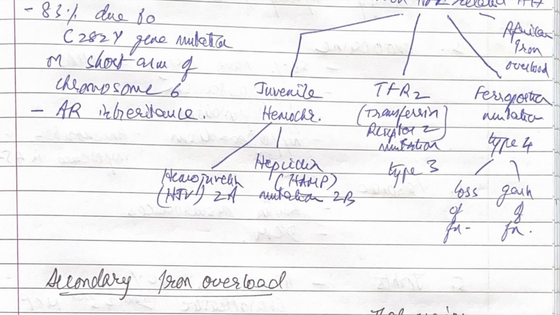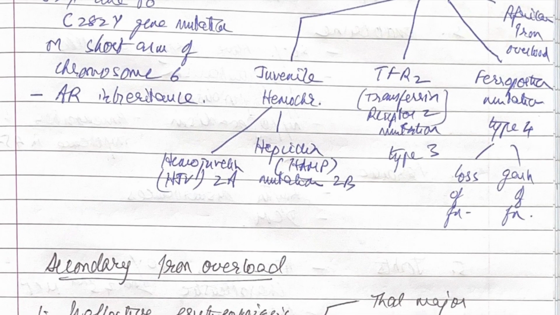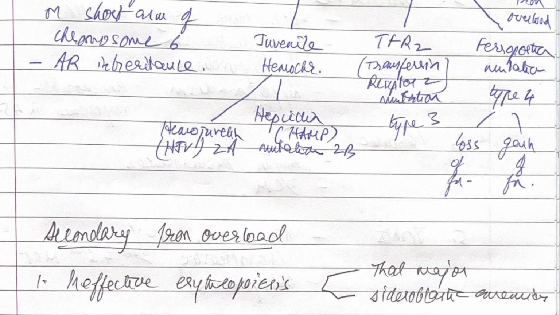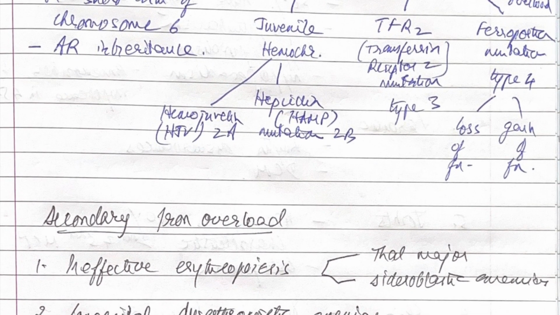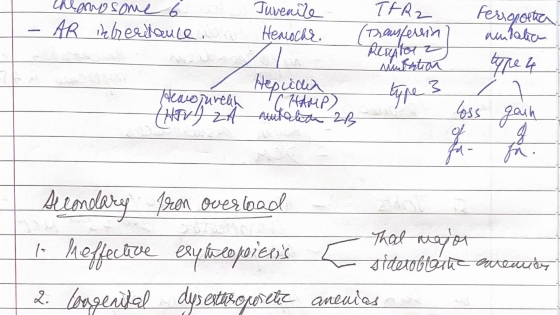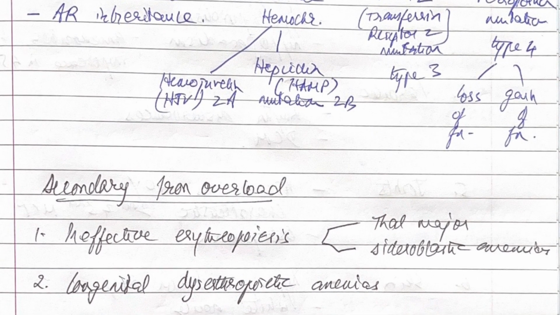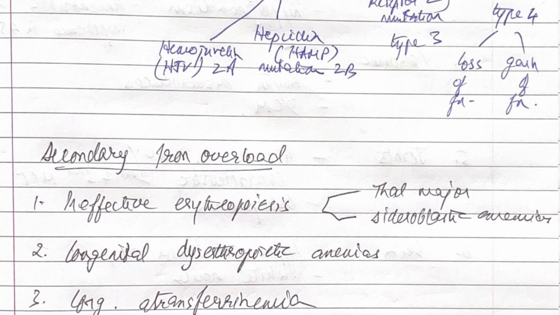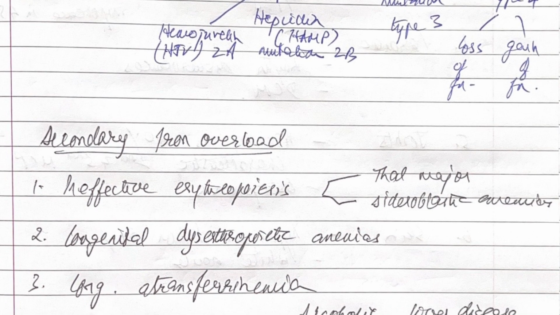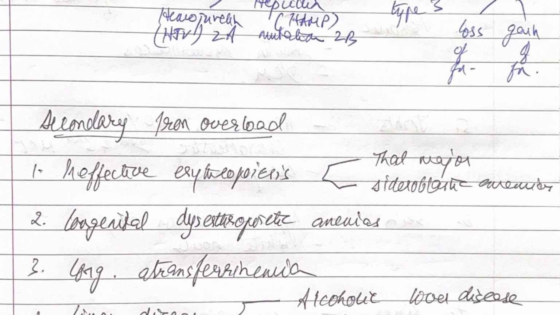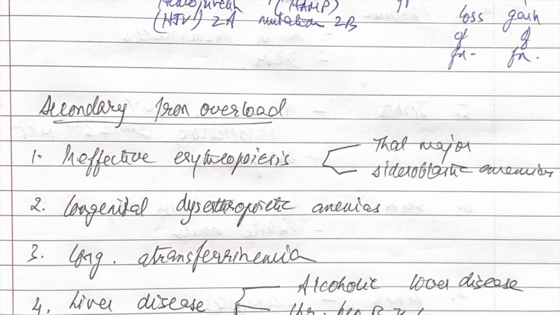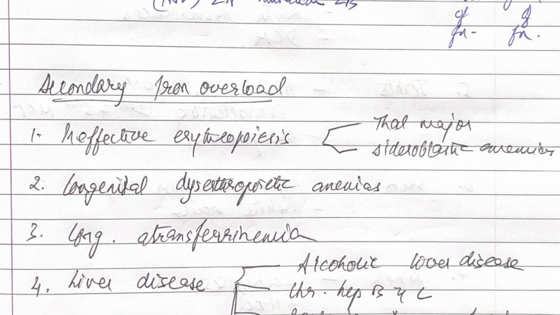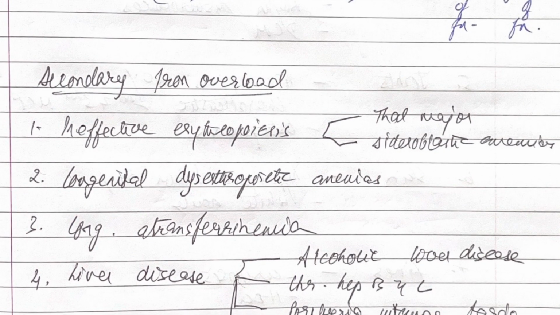The non-HFE related hemochromatosis is essentially of four different types. One is juvenile hemochromatosis, which is type 2A and 2B. 2A is hemojuvelin mutation. Type 2B is hepcidin or the HAMP mutation. Then there is the transferrin receptor 2 mutation or TFR2 mutation, which is type 3. Type 4 is ferroportin mutation, which is either a loss of function mutation or a gain of function mutation. Then we have the African iron overload.